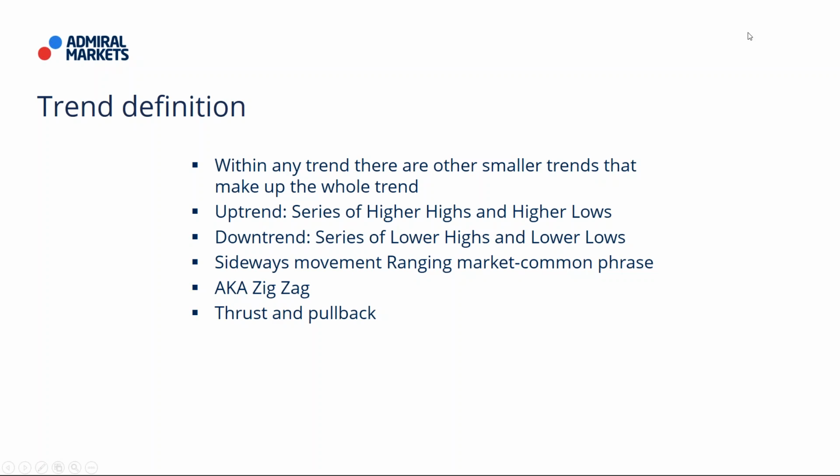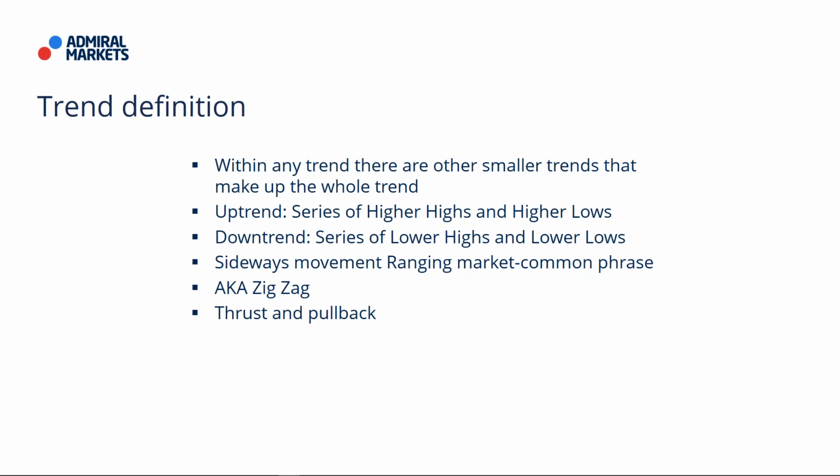For that reason, we can use fractals and we can use our custom indicator called ECS dots. ECS dots also spot order blocks, but more on that a little bit later. So have in mind that every single trend line can be accurately drawn when there is a trend. Within any trend, there are other smaller trends that make up the whole trend. An uptrend is a series of higher highs and higher lows, while a downtrend is a series of lower highs and lower lows. A sideways moving market is not a trend, it's a ranging market.